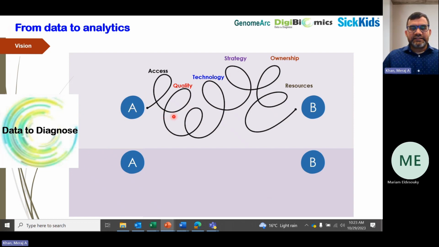The first thing is the access. When we access the data, there is the quality of the data, who is accessing, what are the biases in that data, along with what kind of technology we are using to get good data, and what is our strategy for planning or execution so that we can gain the biology out of it, and definitely the ownership and resources. So it's a huge complex process. There are many more factors which I have not listed or maybe I'm not aware of.